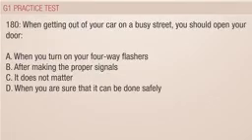Question 180. When getting out of your car on a busy street, you should open your door. A. When you turn on your four-way flashers. B. After making the proper signals. C. It does not matter. D. When you are sure that it can be done safely.